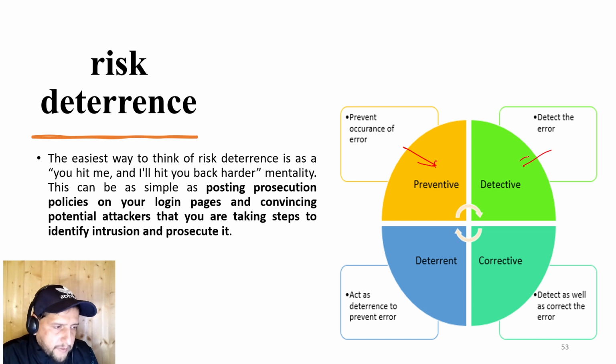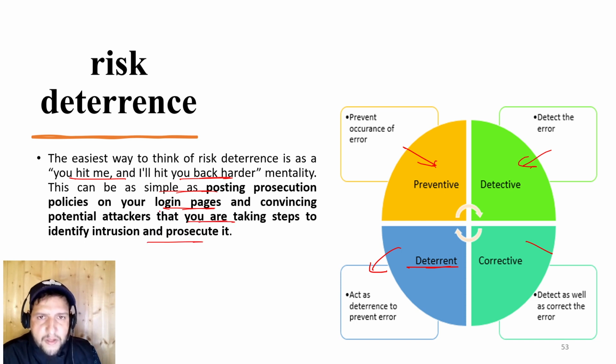Risk deterrence. So this is preventive. Then you have detective, which is going to detect. Corrective is going to correct. Deterrent acts like a warning sign. So it is like, you hit me, I'll hit you back harder, mentally. This can be as simple as posting prosecution policies on your login page to convince potential attackers that you are taking steps to identify intrusion and you can prosecute them.